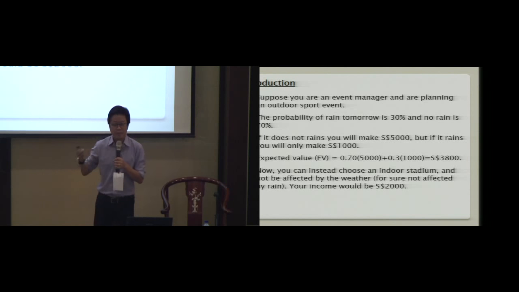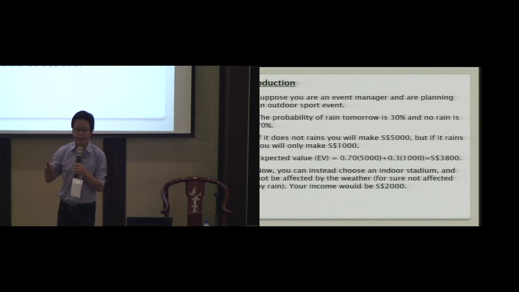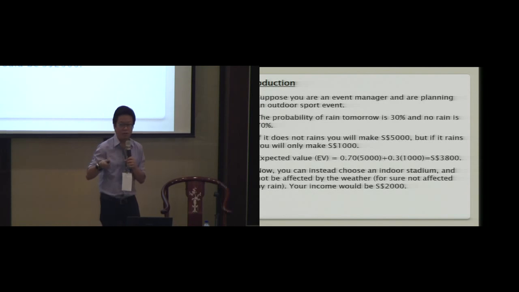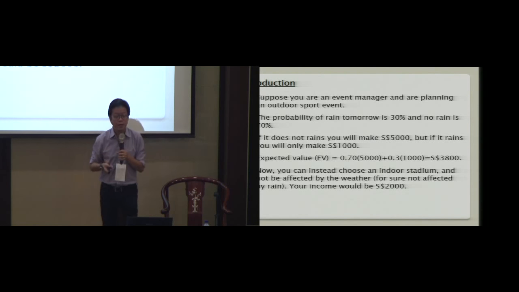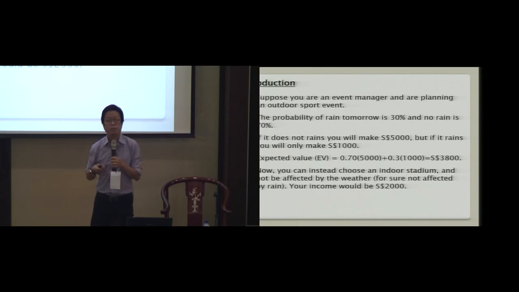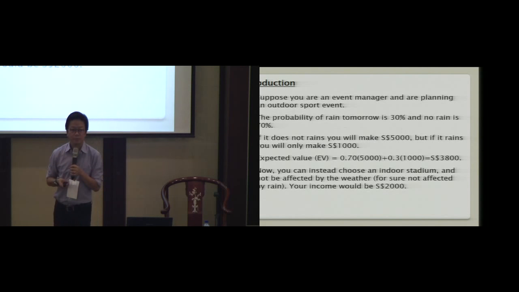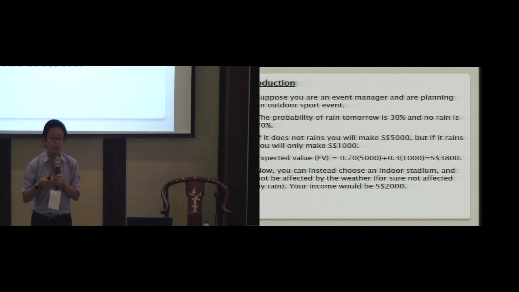Now, suppose you have an alternative. Instead of having it in an outdoor stadium, you can have it in an indoor stadium. Of course, because it's indoor, you are not going to be affected by the weather, and you get a sure payout from that. So your income, suppose, is $2,000. So how are you going to make a decision here? Whether you will have the sport event in an outdoor location or indoor?